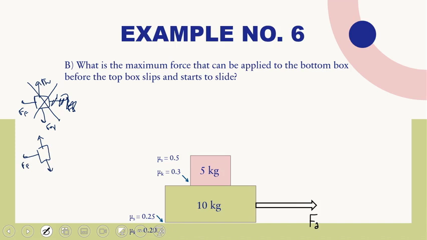Now, the problem with this is that we know our box is accelerating to the right, at least when it's still on top of the bottom box. But in this scenario, the net force is pointing to the left. That can't be possible. So, the next idea to understand is that friction is not pointing to the left. It's pointing to the right.